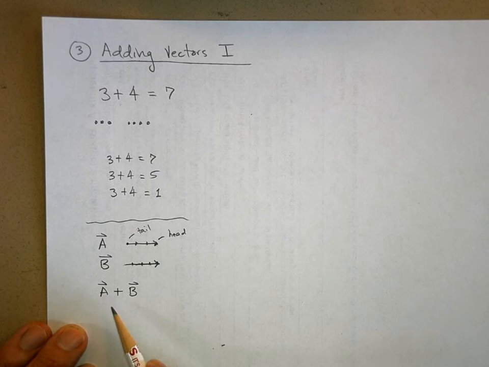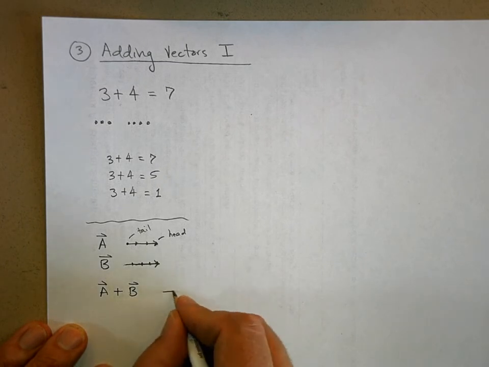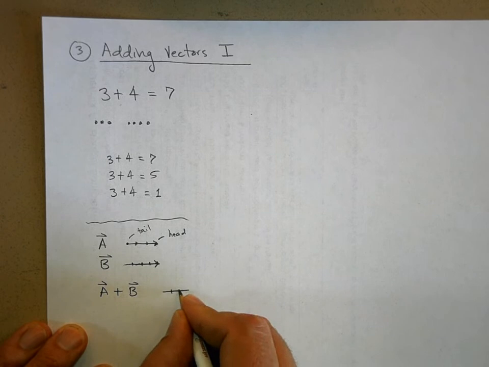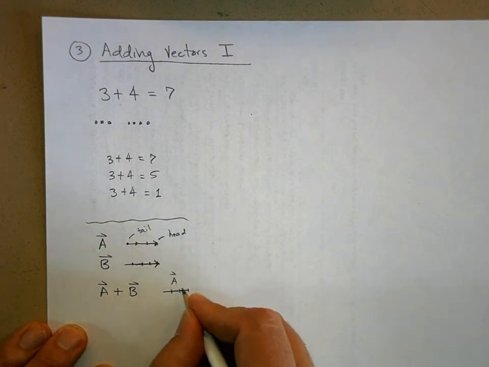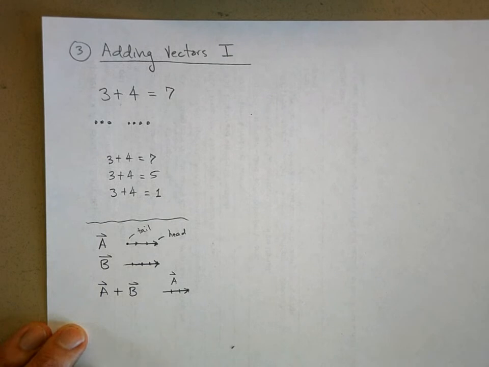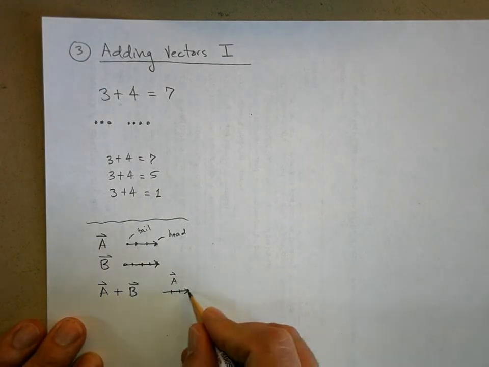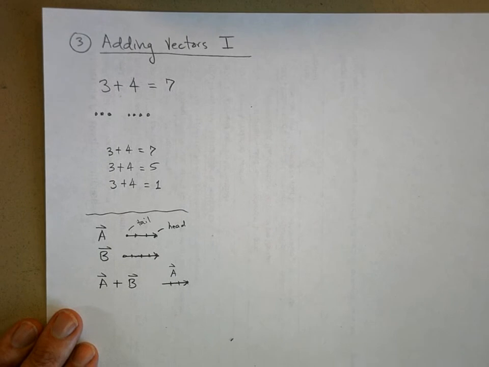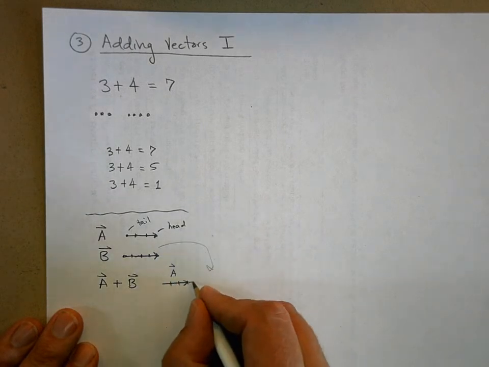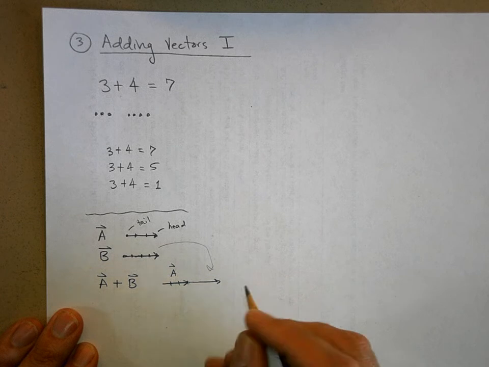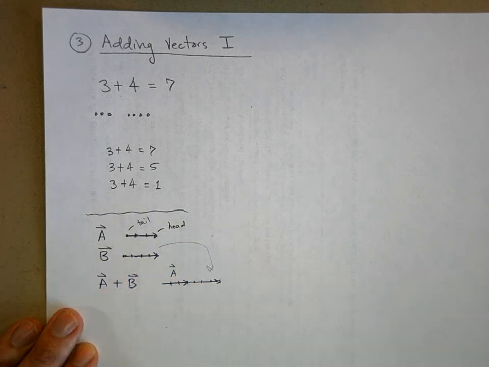And it's basically saying, take vector A. So I'm going to do this. I'm going to rewrite vector A. 1, 2, 3. There's vector A. And I'm going to hook up vector B. I'm going to hook the tail of vector B up to the head of vector A. So I'm going to move this over here. And here's vector B, where it's 1, 2, 3, 4 units long.